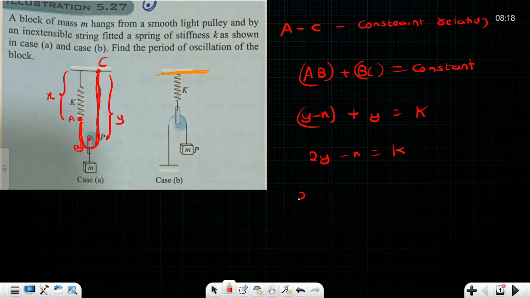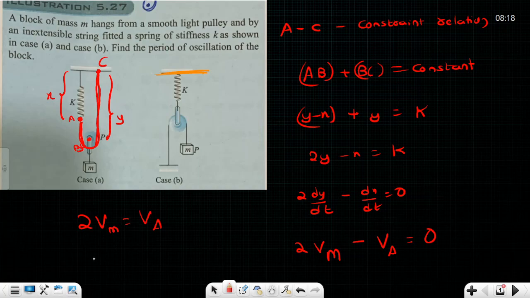Now differentiating on both sides, not x actually, you should differentiate with the time. 2 dy by dt minus dx by dt is equal to 0. So dy by dt means what? Nothing but velocity of point B. Point B velocity is nothing but velocity of mass, minus dx by dt, the elongation in the spring, nothing but velocity of point A, is equal to 0. So 2 times velocity of mass is equal to velocity of point A. Means if mass moved down by 5 centimeters, the point A will come down by 10 centimeters, nothing but elongation in spring.